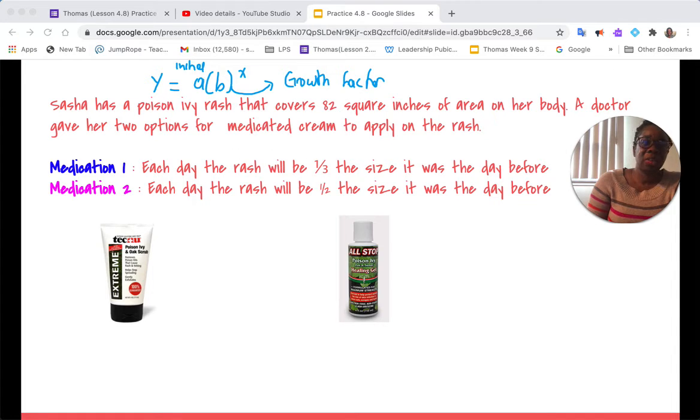And based on the information given in this problem, they tell us that the rash covers 82 square inches of her body. So based on the remaining amount, we can see that for medication one, the decay factor is 1/3, and for medication two, the decay factor is 1/2. So both of those are going to feature in how we're writing the equation.